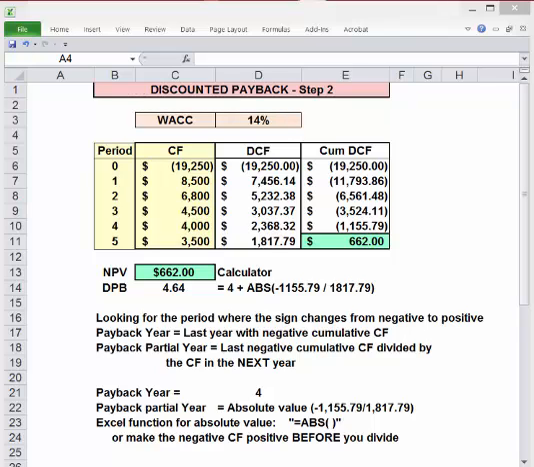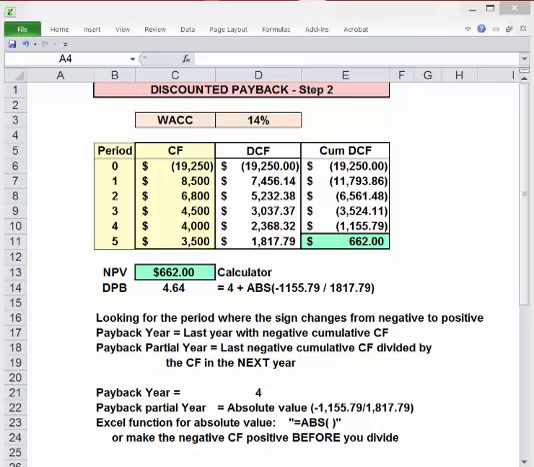Note, if you accumulate all the cash flows, the final total must equal NPV. Definition of NPV is the sum of the discounted cash flows. In this example, the sign changes between years 4 and 5, so the discounted payback year is 4. The partial year is the absolute value of minus 1155.79 divided by 1817.79, or 0.64. So our discounted payback is 4.64 years.